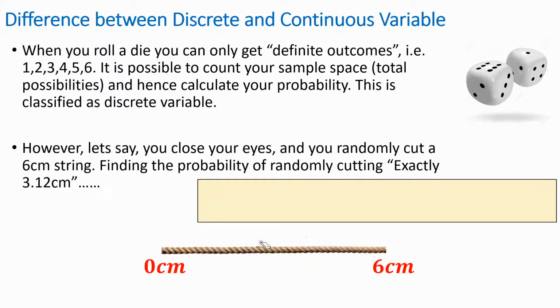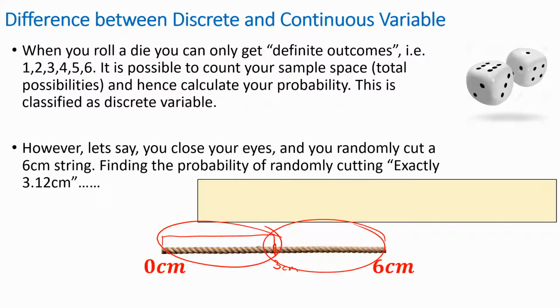But if I asked you a different question, let's say this is 3 centimeters, what's the chance of you cutting anywhere between 0 and 3? What's the chance of you cutting randomly and it hits one of these spots here? Then now you can say, oh, well, there's a 50-50 chance. You either get it in this region or you don't. 50% of it you will land in it and 50% you won't, because 3 centimeters to 6 is 50%, and 0 to 3 is also another 50%. So now you can work out the percentage.